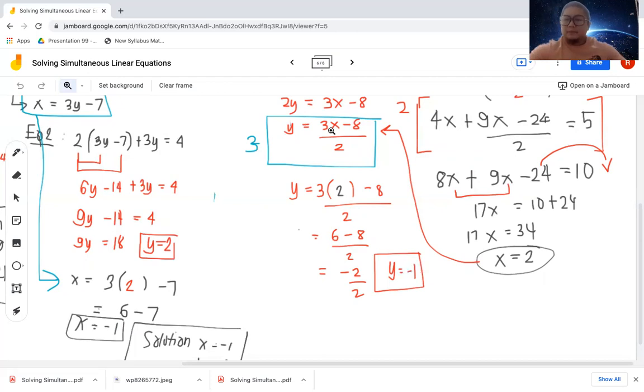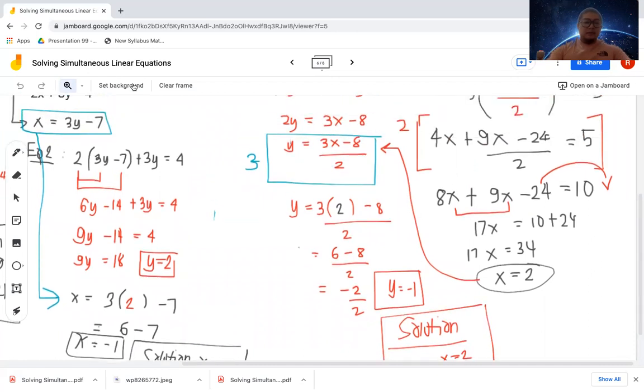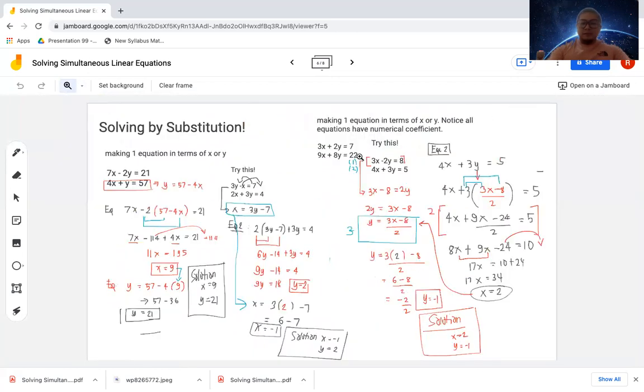All right. I hope you guys were able to understand this. So now, as soon as you get this particular answer, all you need to do is to write down the solution. Solution now is equivalent to x is 2 and y is negative 1. All right. I hope you guys were able to understand that. Okay. So now we're going to go to this particular question.